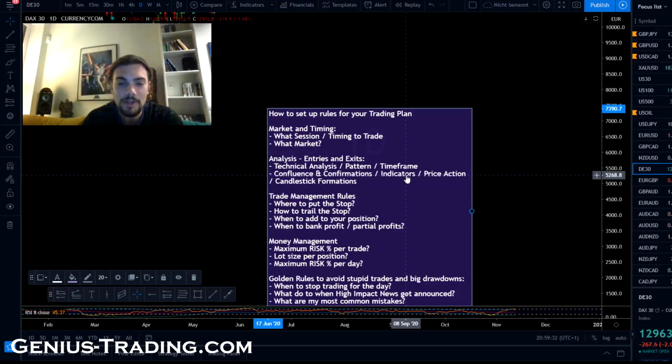So now we come to the next point, guys: the golden rules to avoid stupid trades and big drawdowns. This is very important. That has to be in your trading plan as well, because with trading experience, you will notice pretty fast when you have your worst trading days. What happens then? Facing drawdowns of 5%, 10%, 20%, maybe even burning a complete account because you got too emotional. You start to jump into trades because you took a couple of losses, and you do revenge trading, whatever it is. You need to write down when you stop trading for the day.